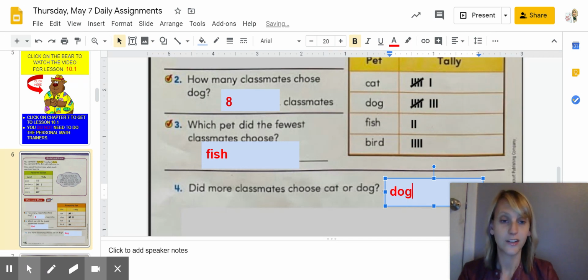So hopefully this helps you with your worksheet, and you can go ahead and move on to slide 7 as well. It's a little bit more thinking on slide 7, but I know you can do it. If you have any questions at all, make sure that your teacher knows. All right, happy tally marking today.